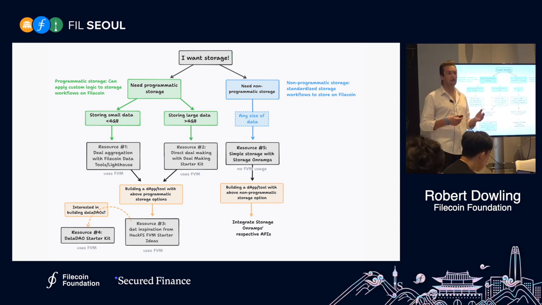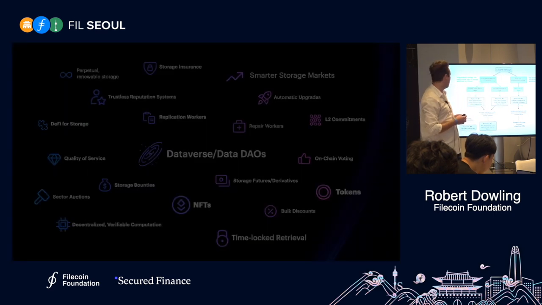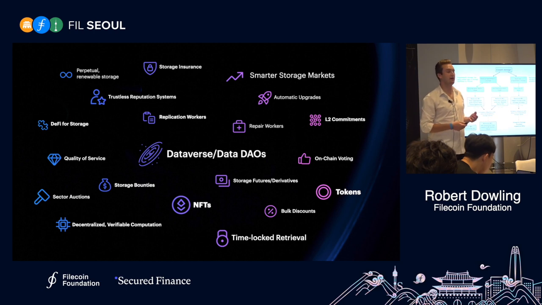However, if your data, generally speaking, is less than 4 gigabytes, you might want to consider using an aggregator. One example is Lighthouse. Another example is what was called Filecoin Data Tools. It might have been retired now, but I'll have to check if this is updated. But deal aggregation effectively allows you to include your deal with a bunch of other deals into one bigger deal. And so, generally speaking, this should be more interesting to storage providers to pick up your deal.